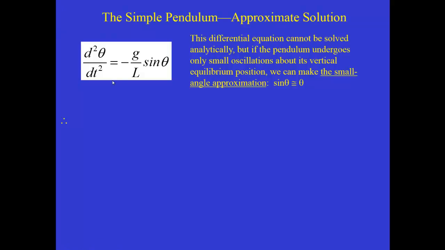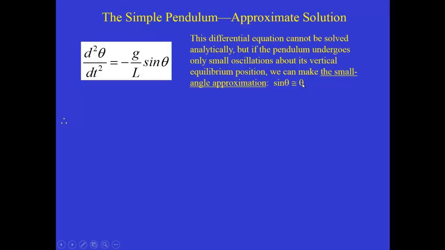However, all is not lost, because there's a Taylor series expansion for the sine of theta in terms of theta itself. And the first order term in that expansion is that sine of theta is approximately equal to theta if theta has a small value. The reason is that all of the higher order terms are in terms of powers of theta.